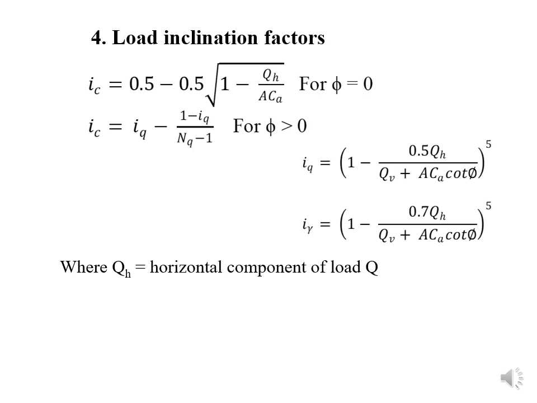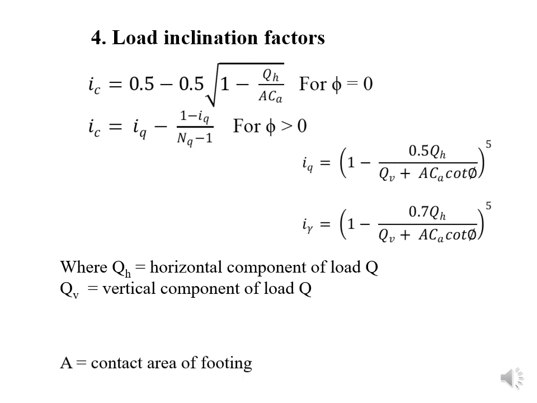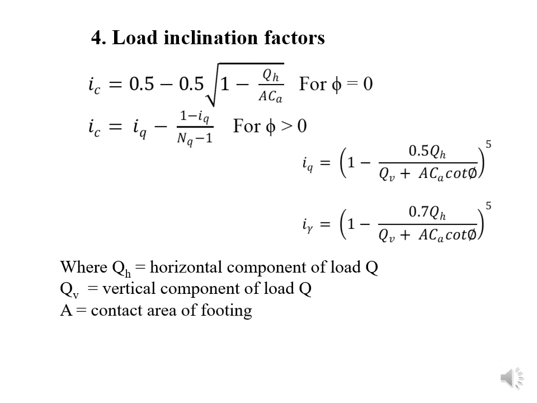Since we are talking about the load inclination factors, the load is inclined on the structure, so it will have an impact on the bearing capacity. That's why we are going to resolve the inclined load in horizontal as well as vertical directions. So QH is the horizontal component of load Q, where load Q means the inclined load Q. QV is equal to the vertical component of load Q, A is the contact area of the footing, and CA is equal to the unit adhesion on the base of the footing.